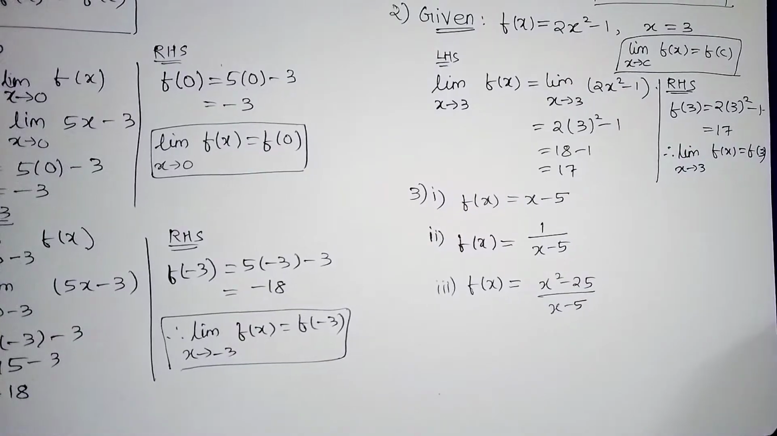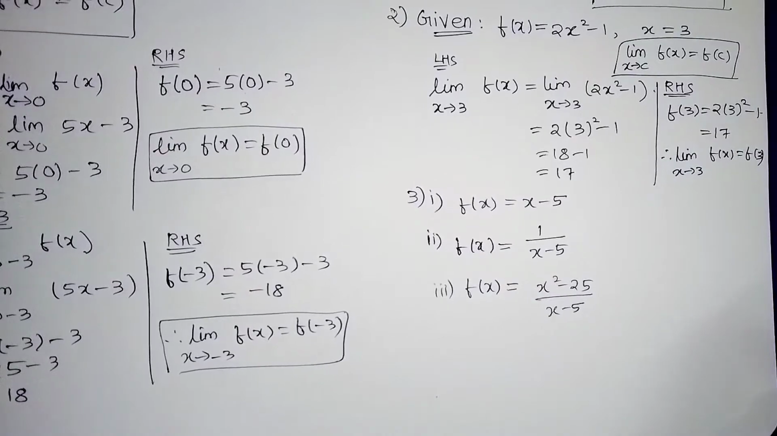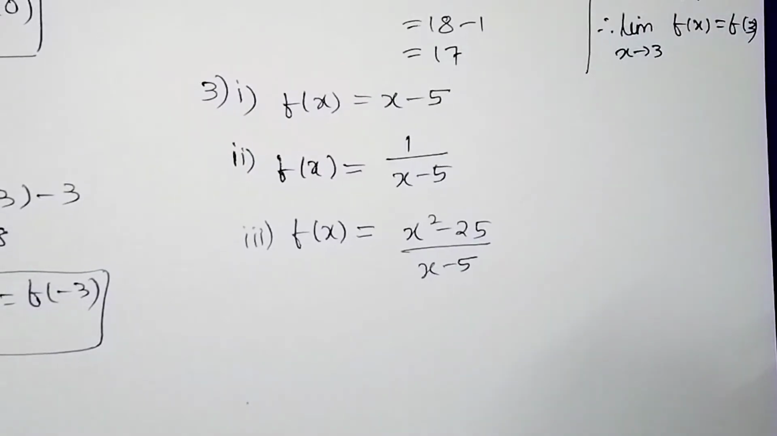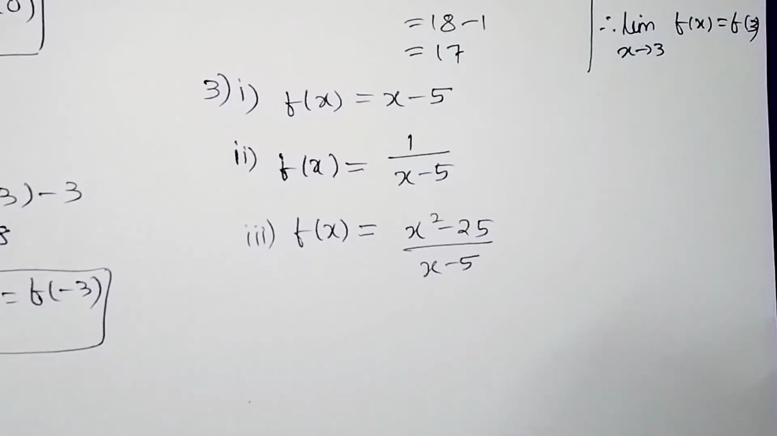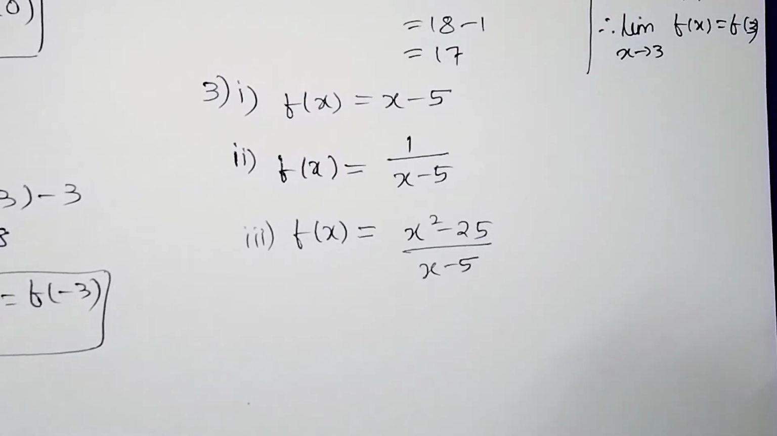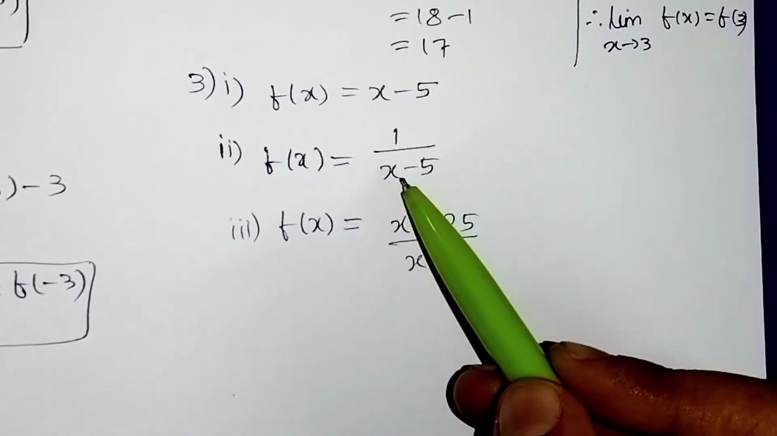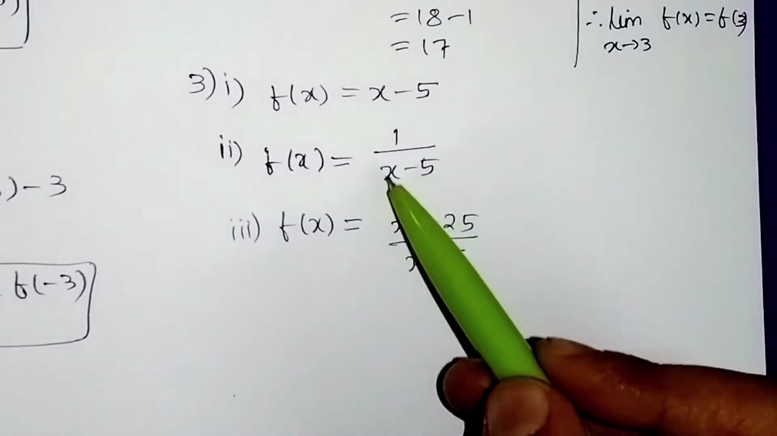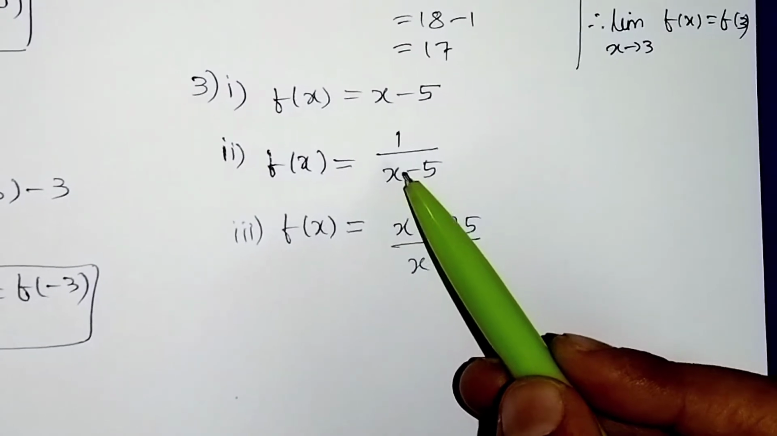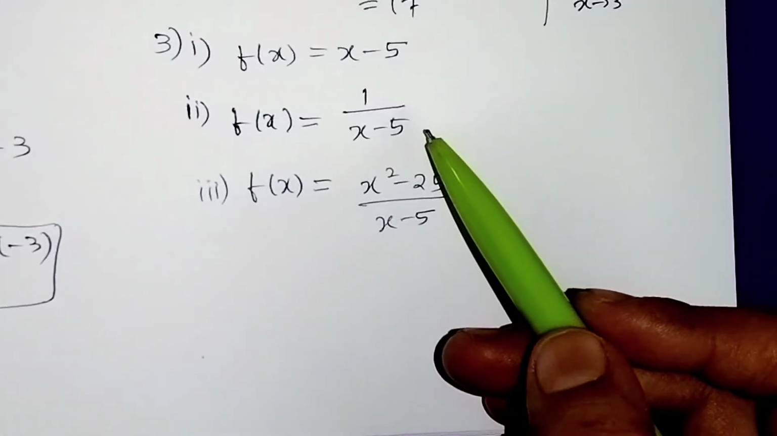Number 3, we need to check whether the given function is continuous or not. Before working out these questions, just remember the polynomial functions, the quotient functions are all always continuous, except for the quotient function denominator, we need to check which value if we substitute for that variable will become 0. So except that value the given function is continuous elsewhere.